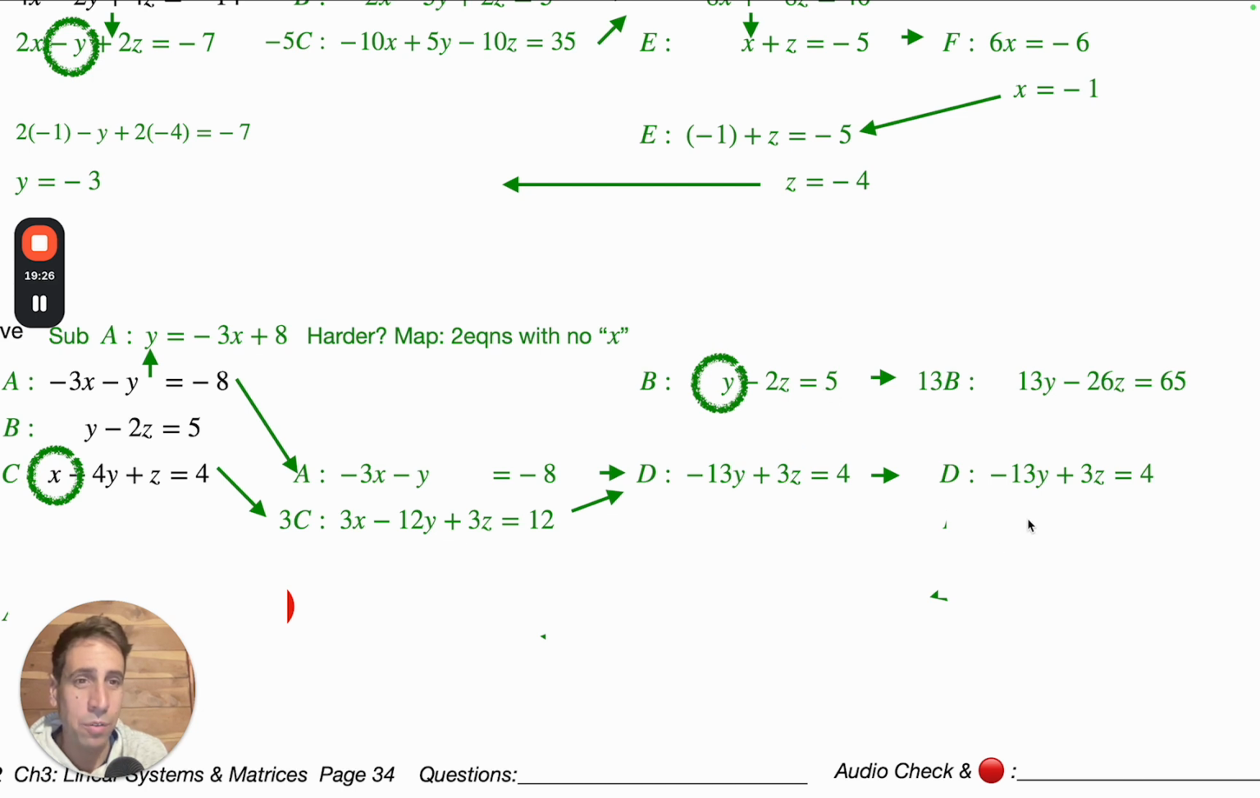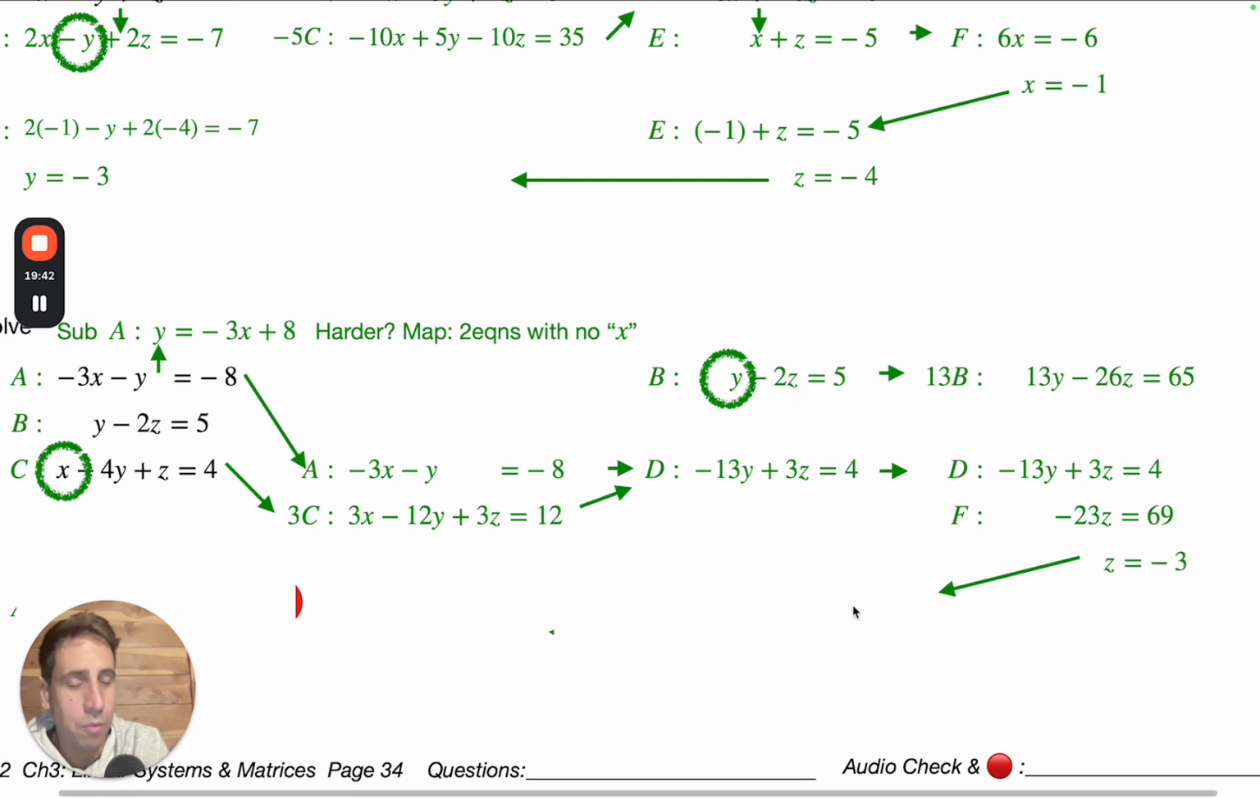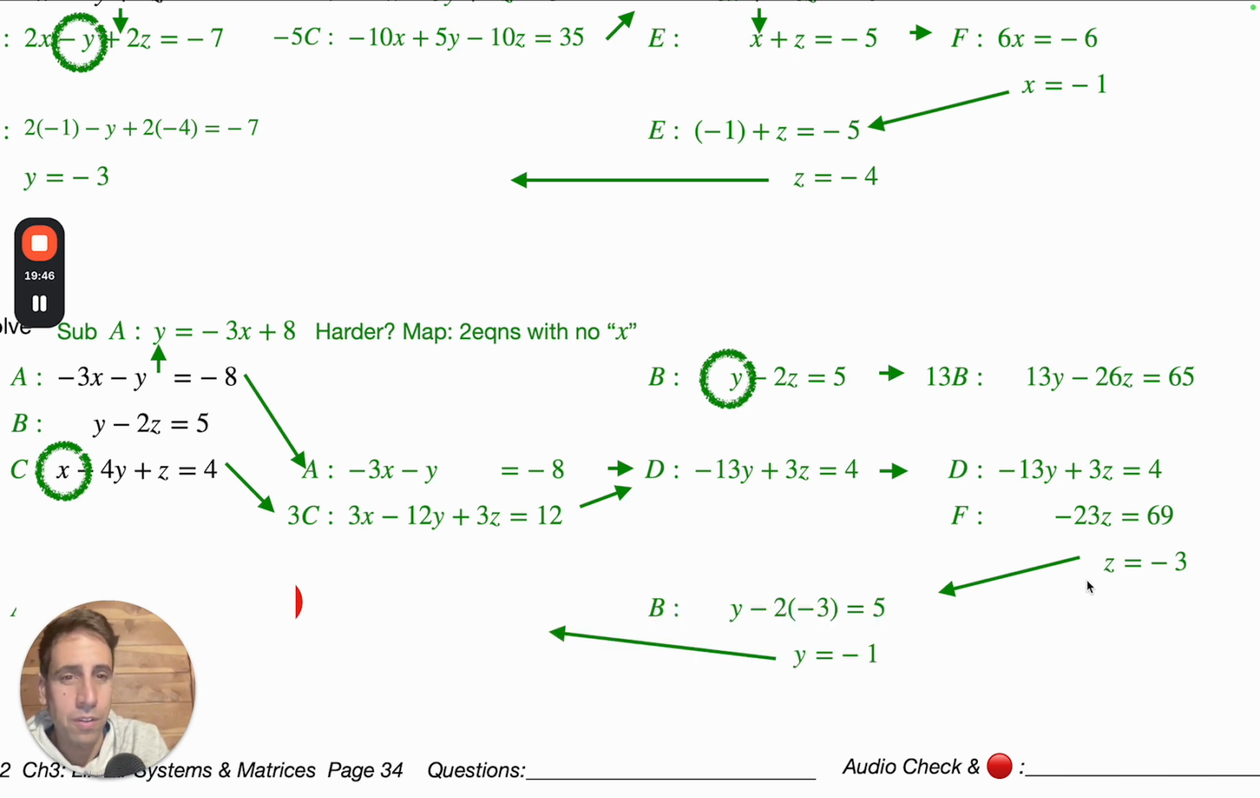I'm going to add these two equations together to get equation, we'll call it equation F. The 13y minus 13y eliminate, and we get negative 23z is equal to 69, which we can solve, that means z is equal to -3. Wow, okay. Now I'm going to back substitute. I use what z is in this top equation right here, the B equation, and then I use that to figure out what y is when I solve.